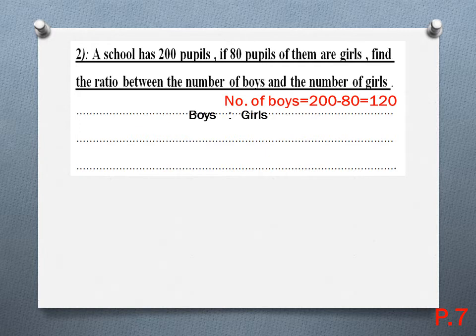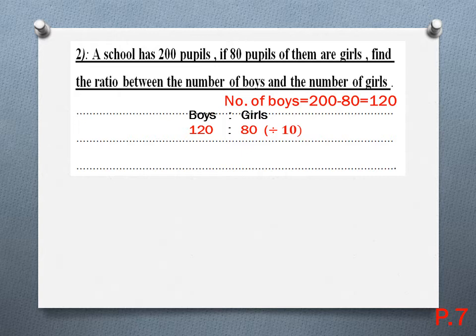He asks you to find the ratio between the number of boys first to girls. Write boys to girls. Under boys, write the number of boys, which is 120. Under girls, write 80. Now we have a ratio between 120 to 80. We start to simplify this ratio, because a ratio must be in the simplest form.